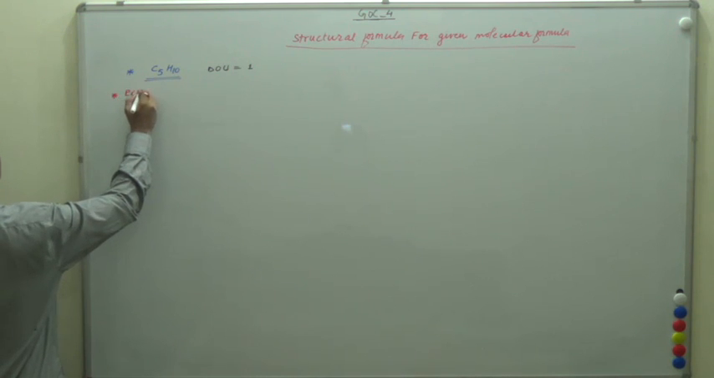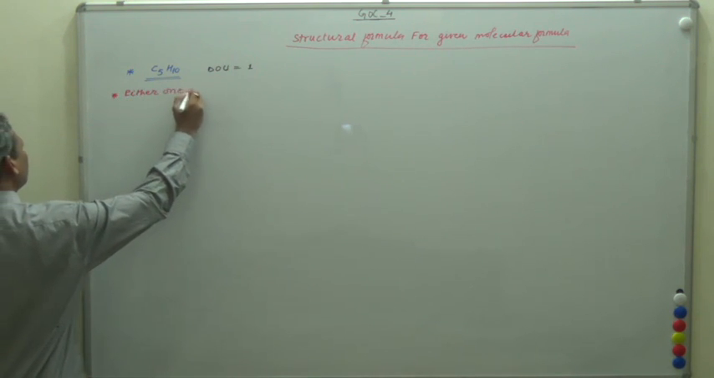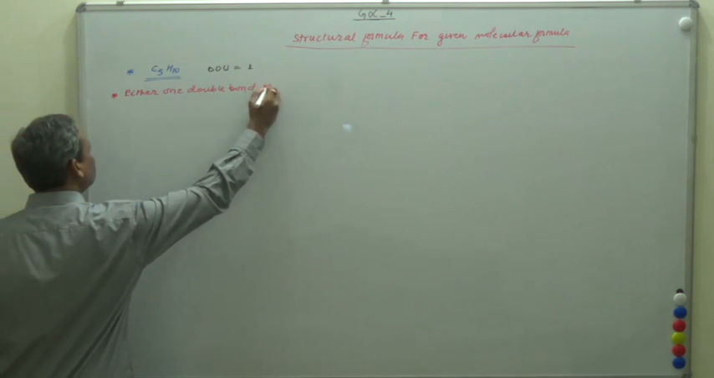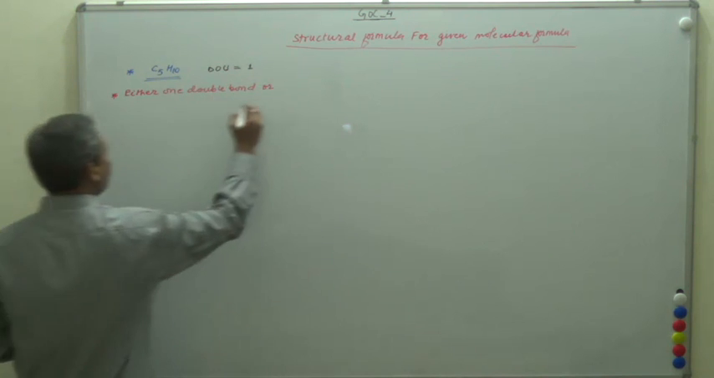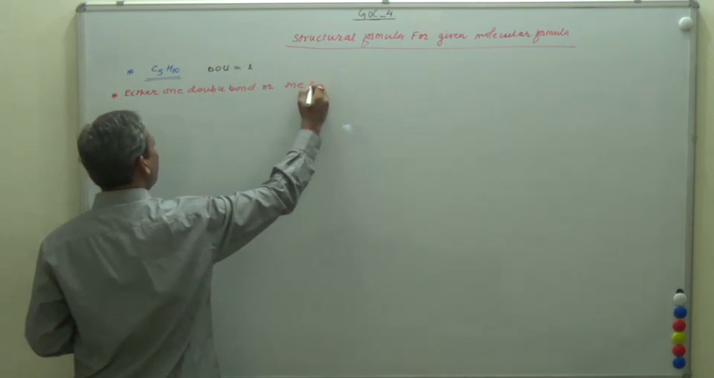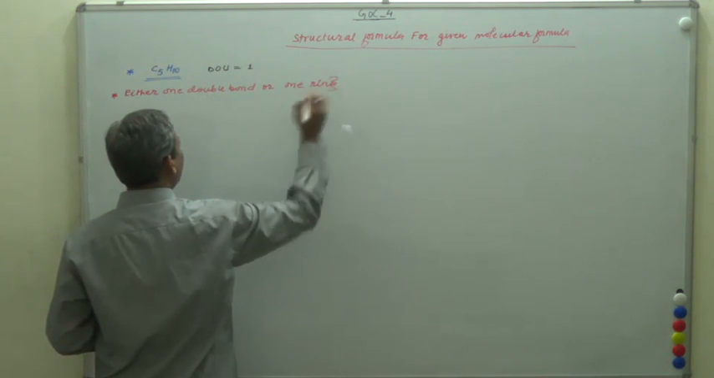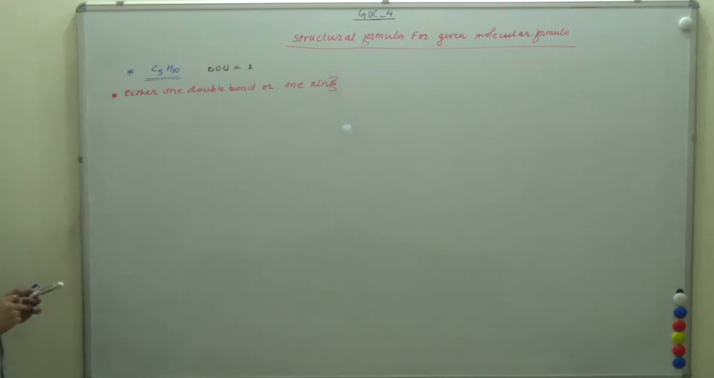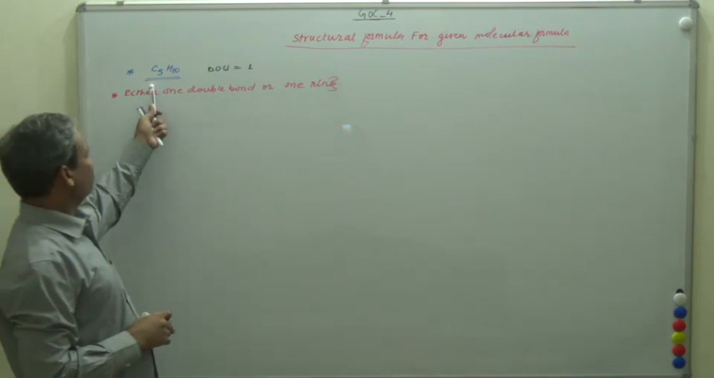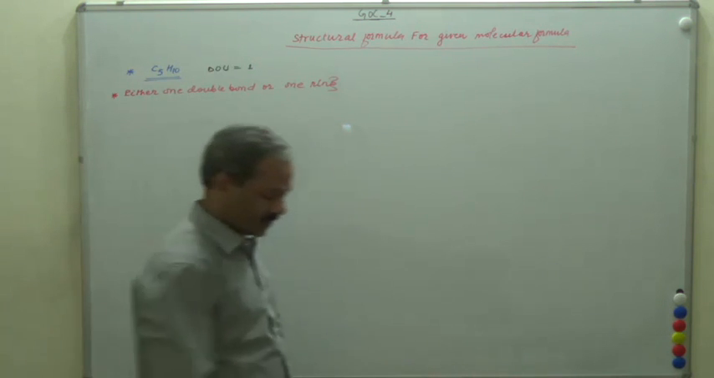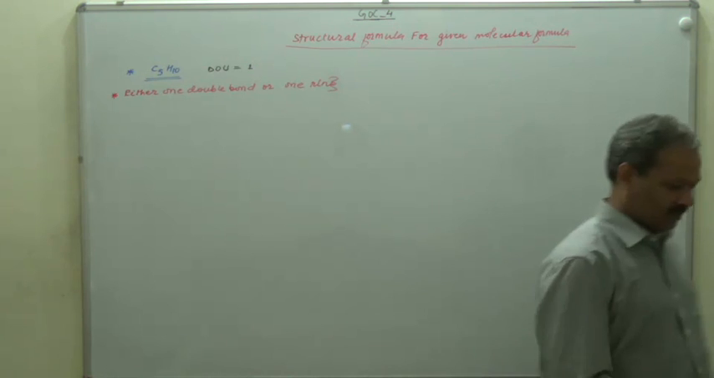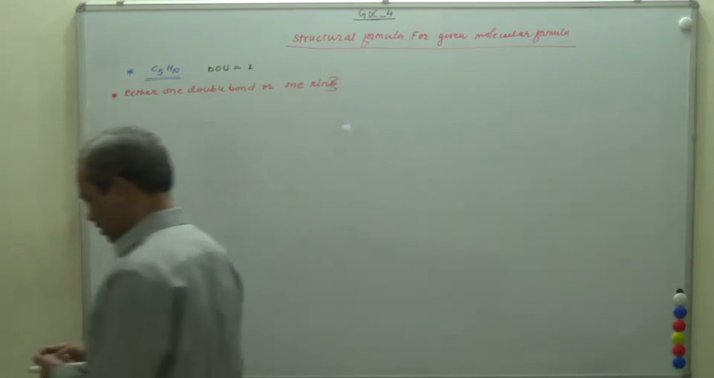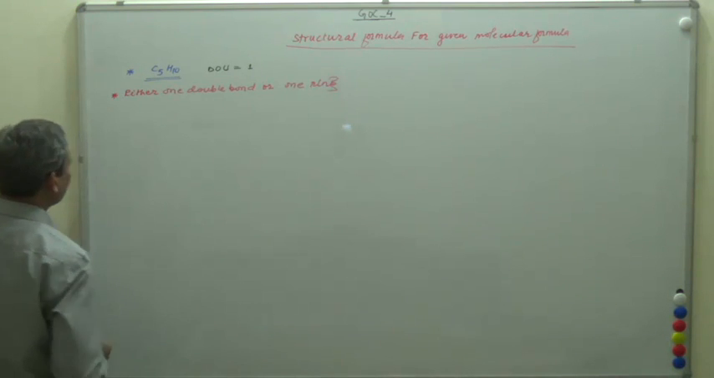Either 1 double bond or one ring in the structure of this compound. In the structure of a compound having molecular formula C5H10, either there is one double bond or one ring. We have to make one of them.